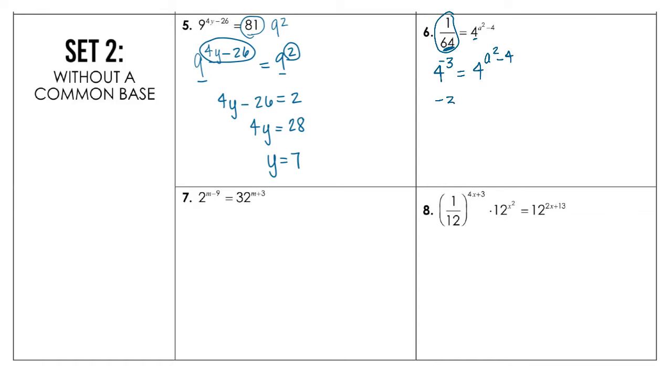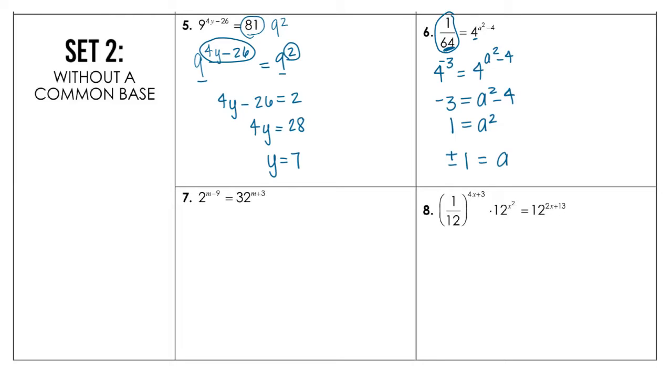Now I'm going to set each side equal to each other, and here notice I need to add 4 over, and so if I do that, I have a positive 1 equals a squared. I'll take the square root of both sides, and so I have positive or negative 1 for an answer.